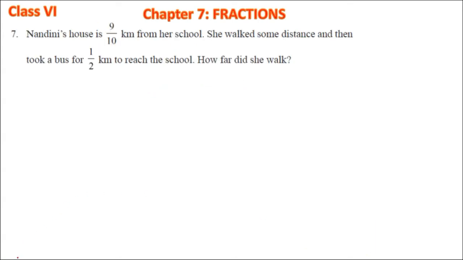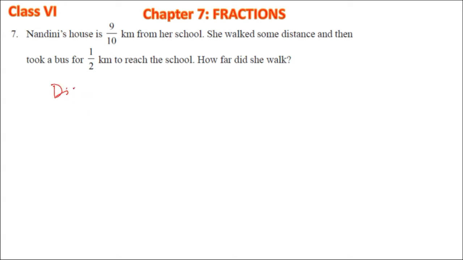Now the next question, question number 7. Nandini's house is 9 by 10 kilometer from her school. She walked some distance and then took a bus for half kilometer to reach the school. How far did she walk? So total distance is given as 9 by 10 kilometer. If you subtract the distance traveled by the bus, you will be getting the distance traveled by walk.